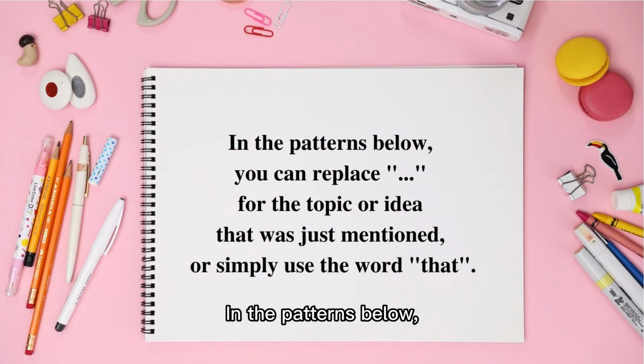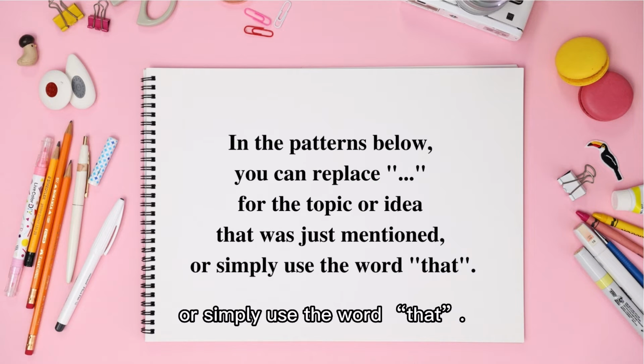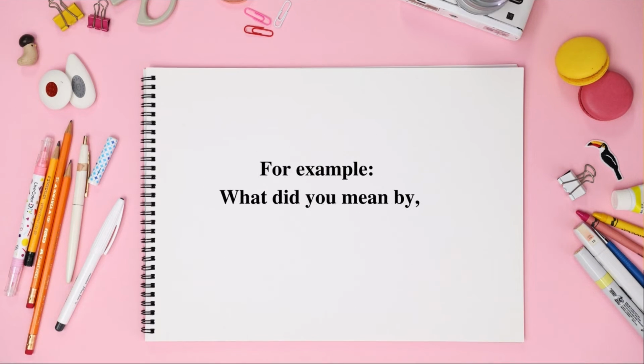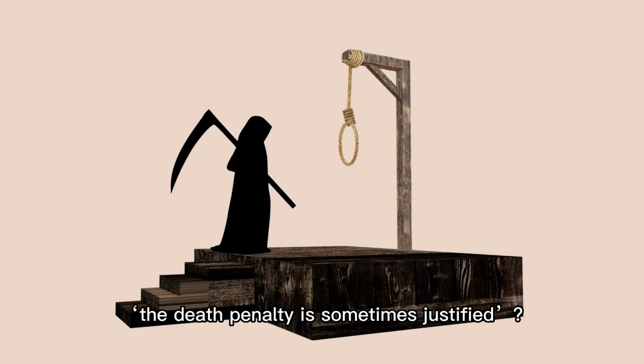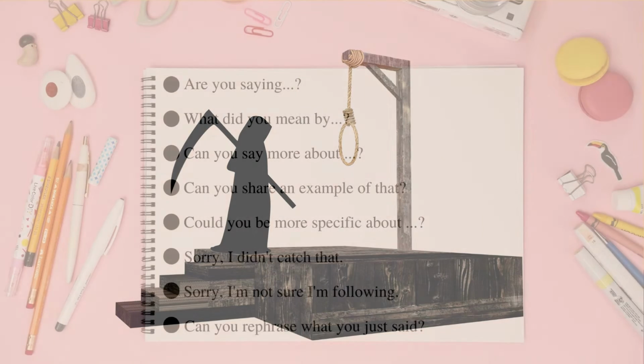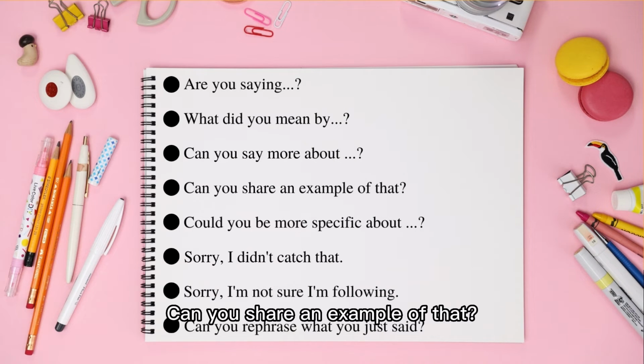In the patterns below, you can replace underscore with the topic or idea that was just mentioned, or simply use the word that. For example, what did you mean by the death penalty is sometimes justified? Can you say more about that? Are you saying? What did you mean by? Can you say more about? Can you share an example of that? Could you be more specific about?